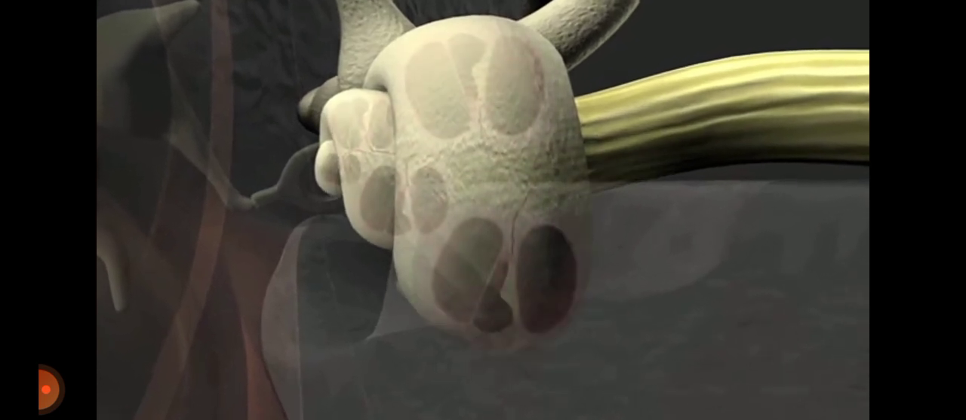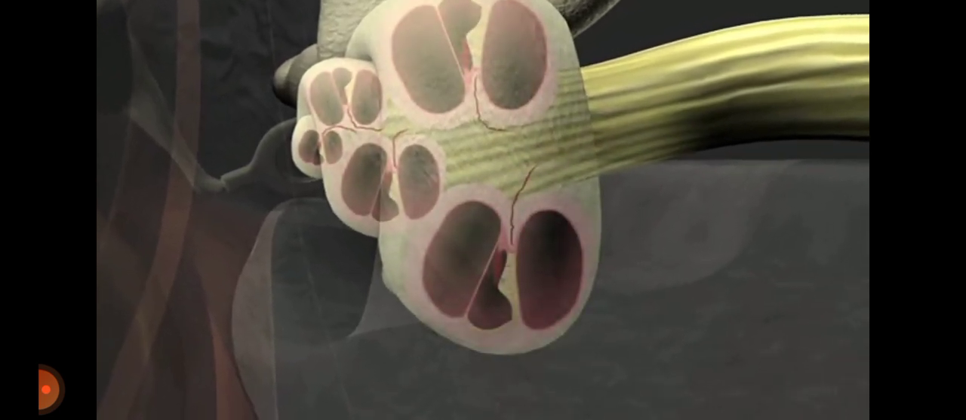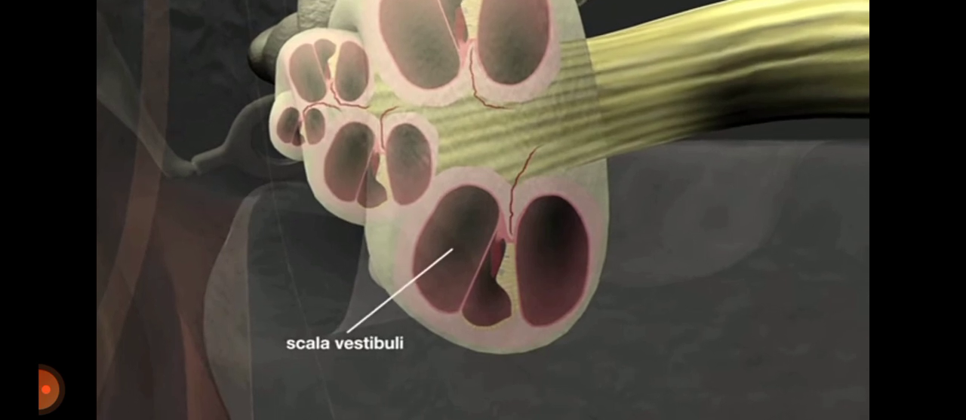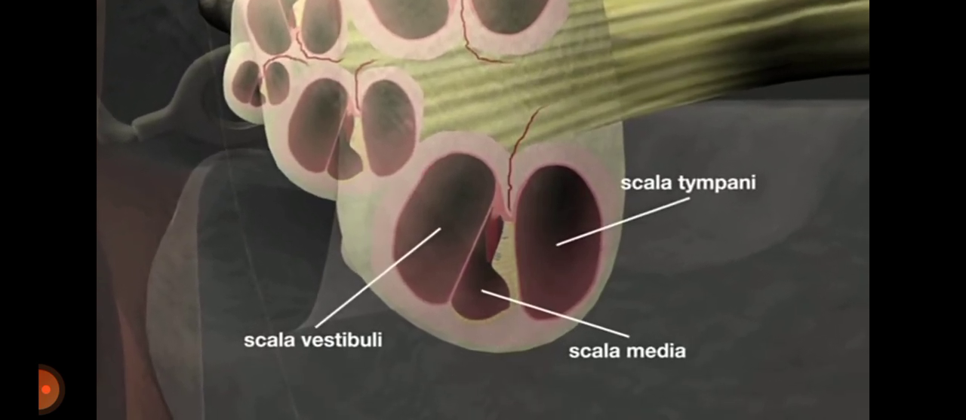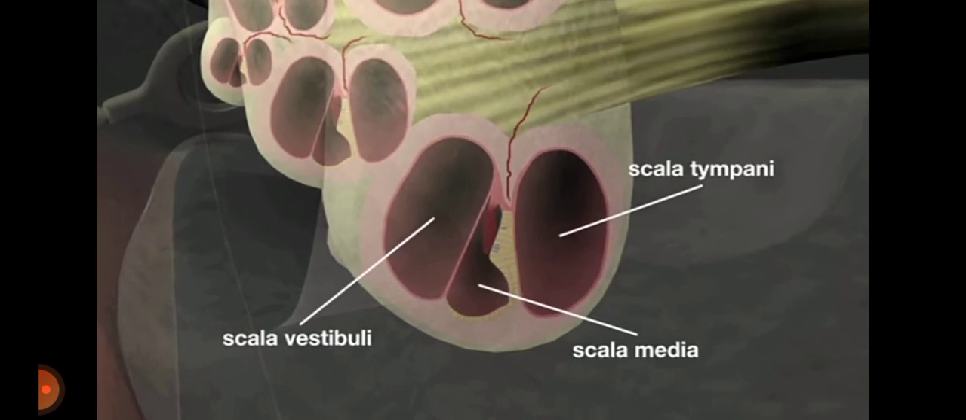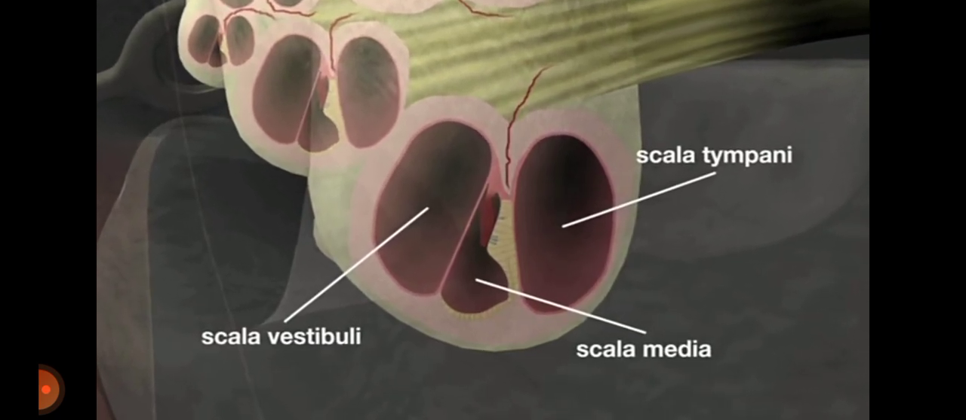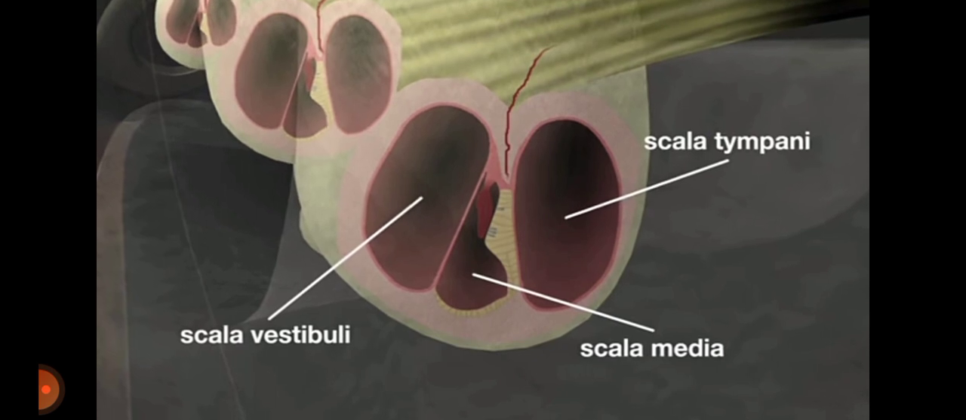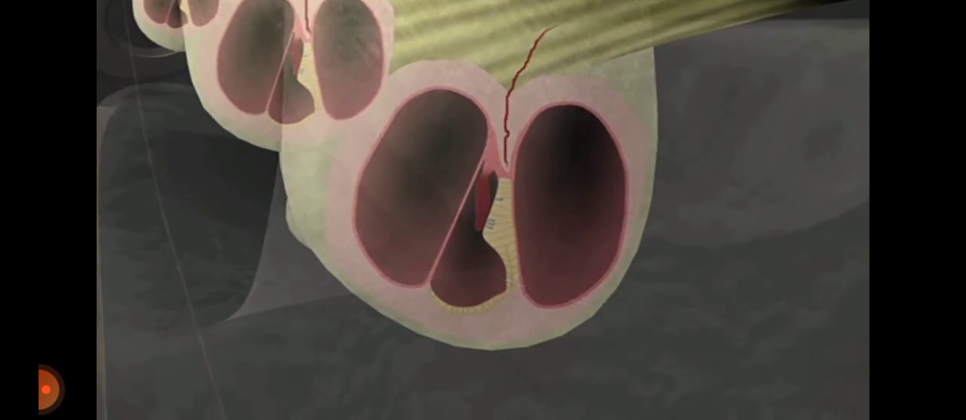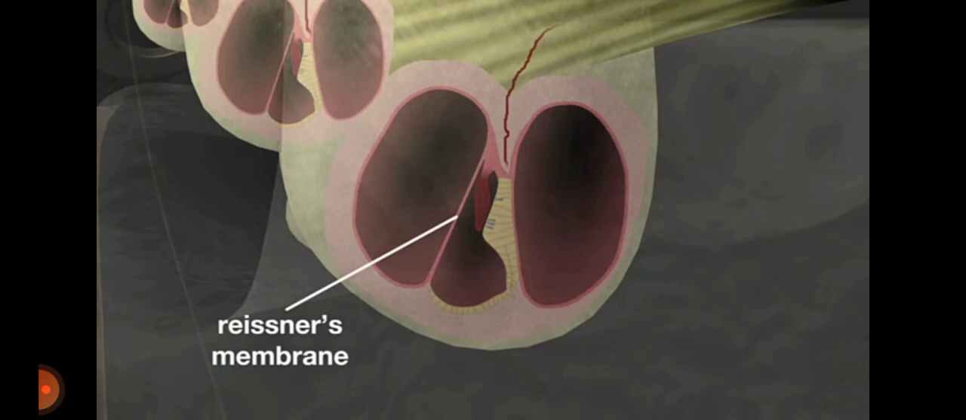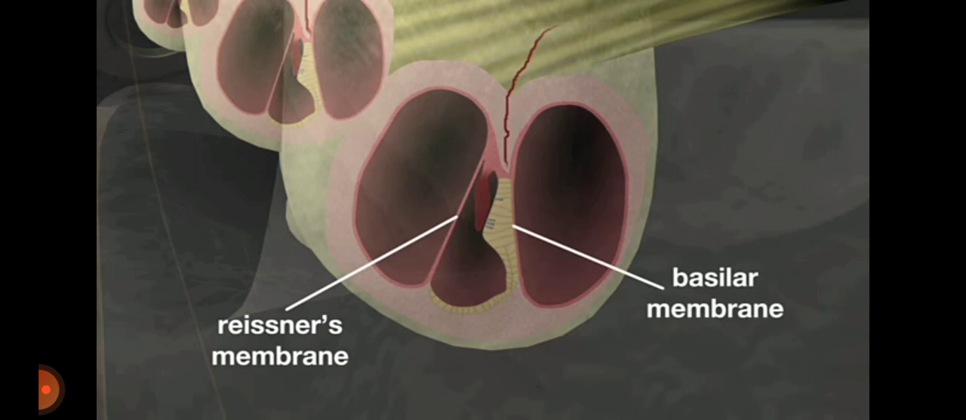It is split into 3 distinct sections, known as the scala vestibuli, scala media, and scala tympani. The scala vestibuli and the scala tympani contain perilymph fluid. The scala media contains endolymph fluid. The Reissner's membrane separates the scala vestibuli from the scala media, and the basilar membrane separates the scala media from the scala tympani.